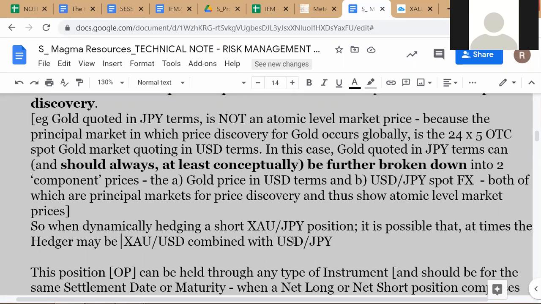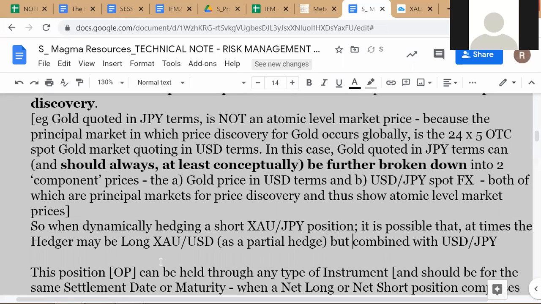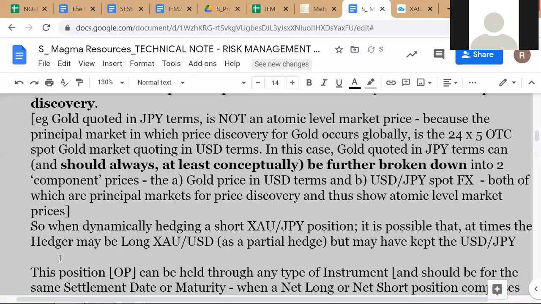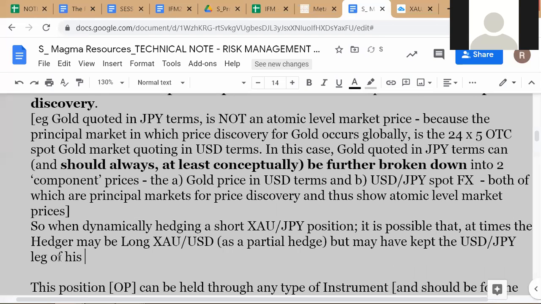So long USD, short USD cancels, then you're left with short XAU, long yen, because you're short USD here and long yen. So the point is that when you're dynamically hedging a short XAU yen position, it's possible that at times the hedger may be, since you're short here, maybe long XAU USD as a partial hedge, but may have kept the dollar yen leg of his open.